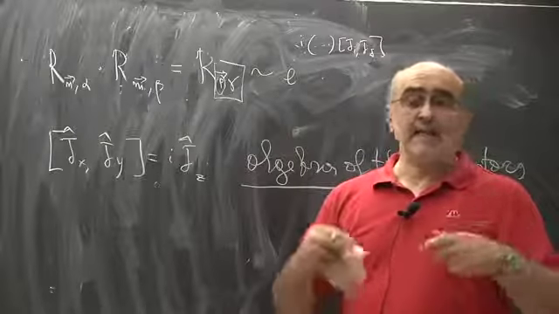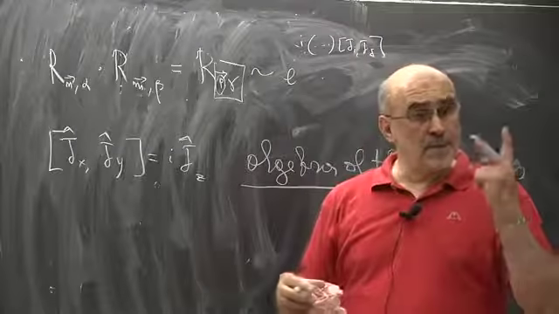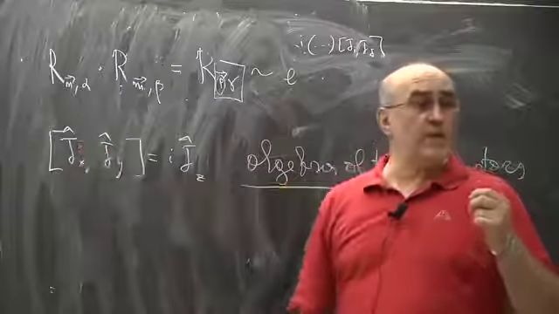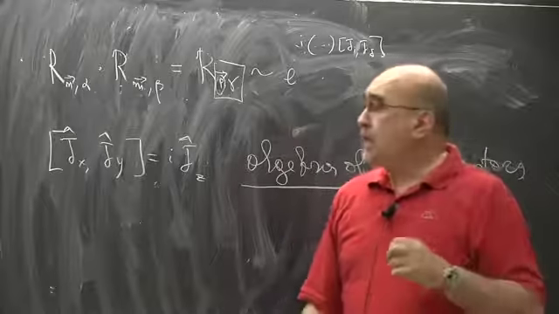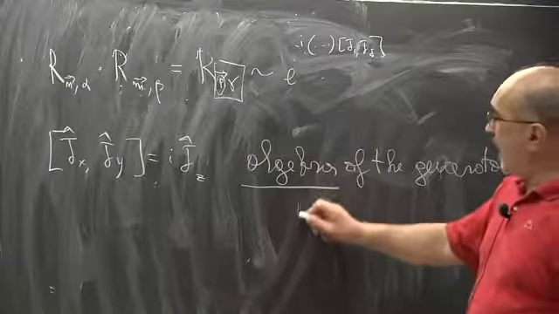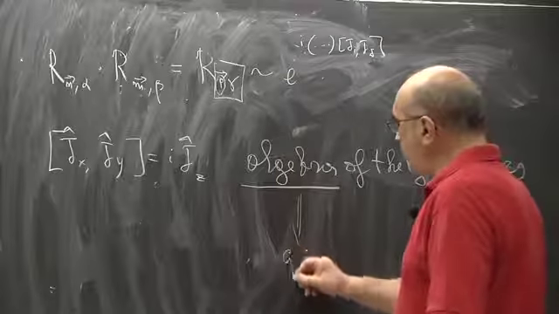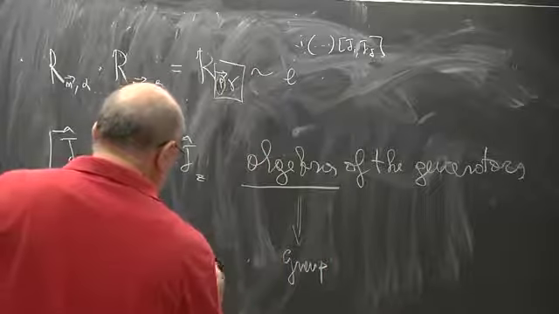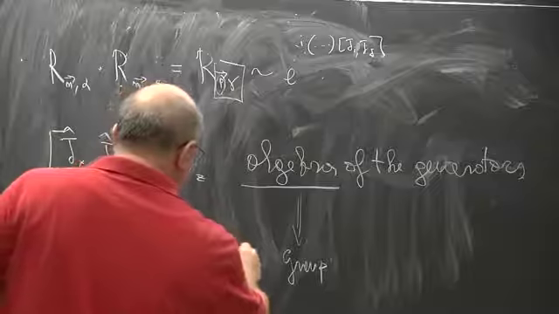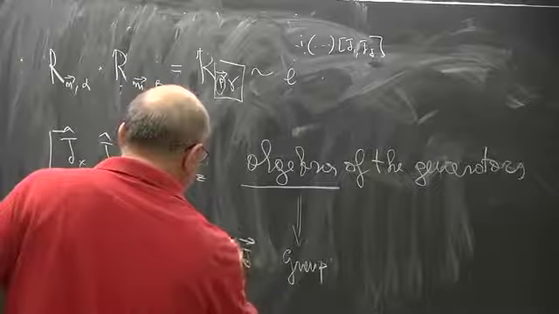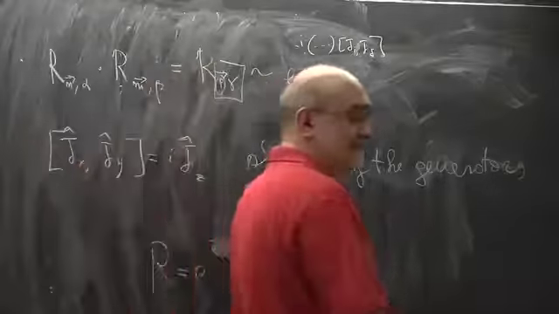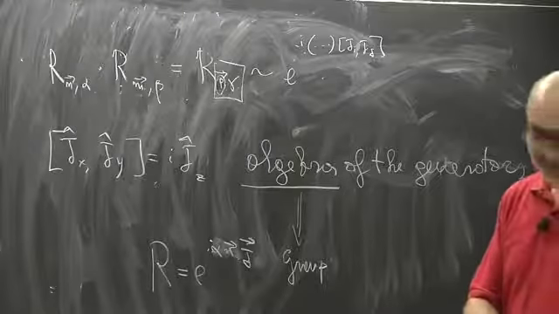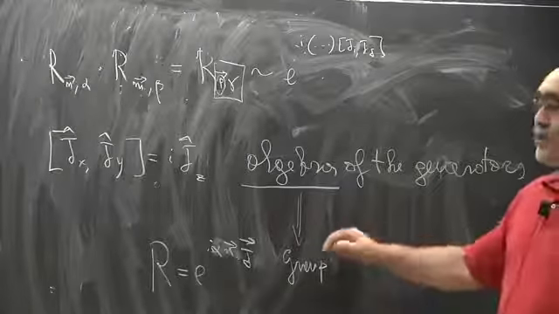The structure of an algebra is more complicated than a group. It has 2 operations in it, okay? There is this operation, and there is also the operation of multiplication by real numbers. So this is the algebra of the generators, and from this you build the group in this manner. You take R, and you do exponential of i n alpha J, and you see everything is okay. So from the algebra of the generators, you get the group structure.